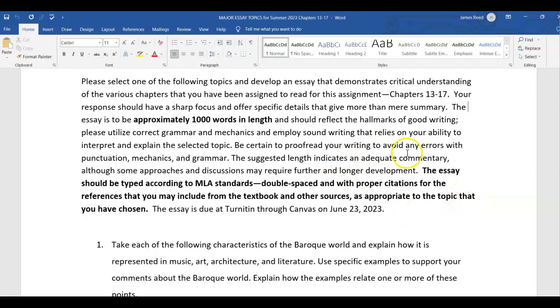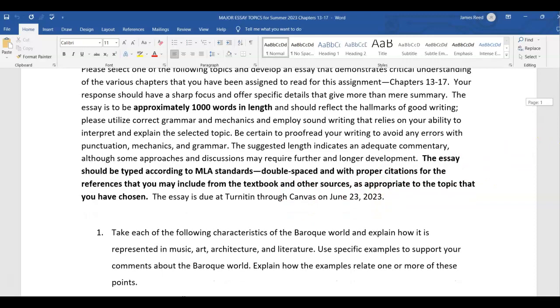You're going to proofread to make sure you have no errors in punctuation, mechanics, and grammar. Yes, I am also an English teacher, so please recognize I will be grading for all that. The essay is to follow MLA standards, as I was just showing you with the sample essay. It is to be double-spaced with proper citations. And again, this is how you need to have everything set up.